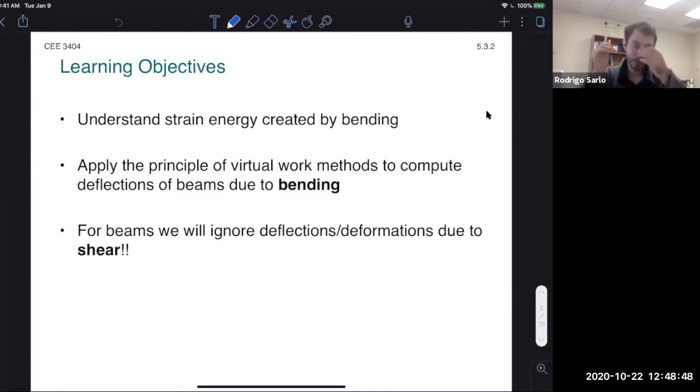And very importantly, I need you to fuse this into your brain. We're going to ignore deflections and deformation due to shear. Remember we said beams undergo both shearing and bending, right? But for the purposes of virtual work, we're going to ignore shear, and I'll talk about why that is.